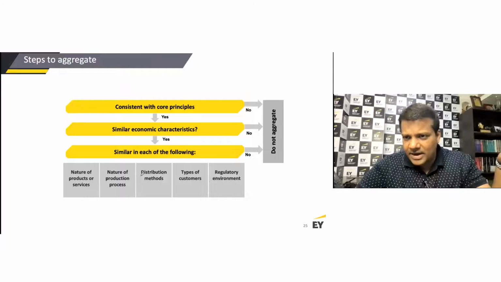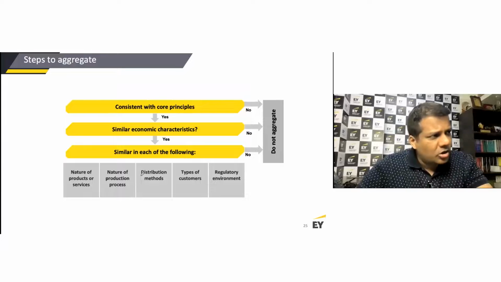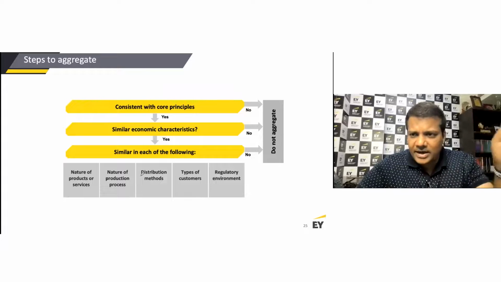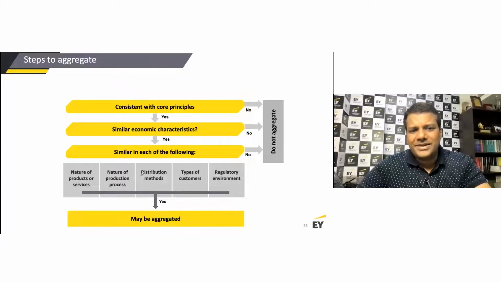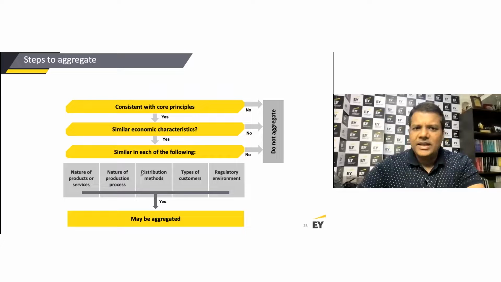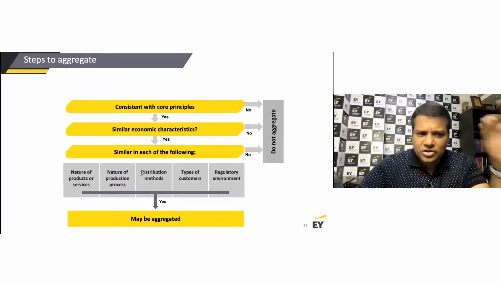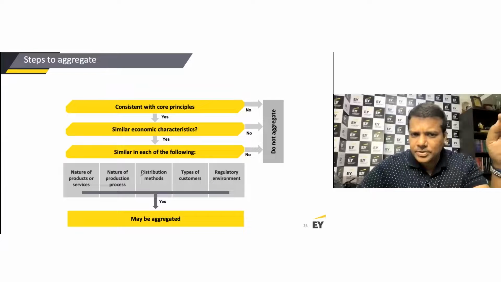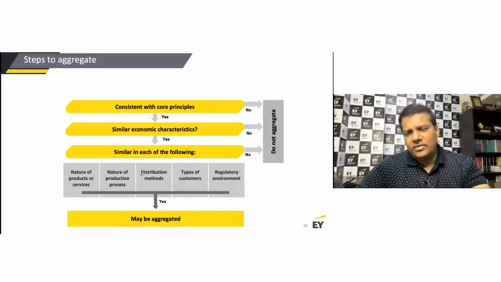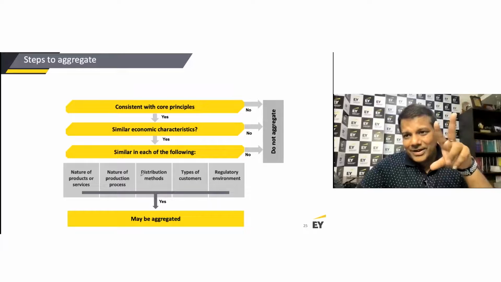Similar economic characteristics: how is that being defined? Nature of the products and services, nature of the production process, the distribution method, the type of customers, and the regulatory environment. If you meet these, you may aggregate. It meets the aggregation criteria if all such 5 conditions are met. Now, there are 2 things, right?